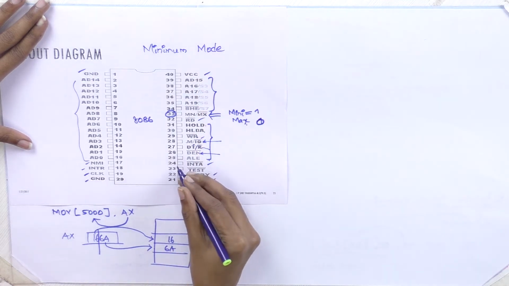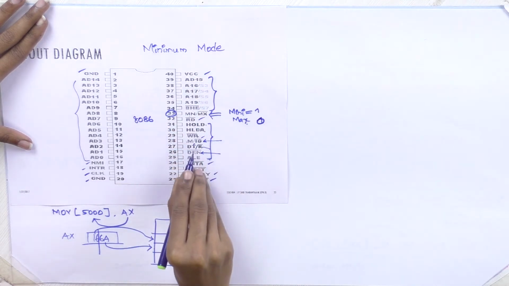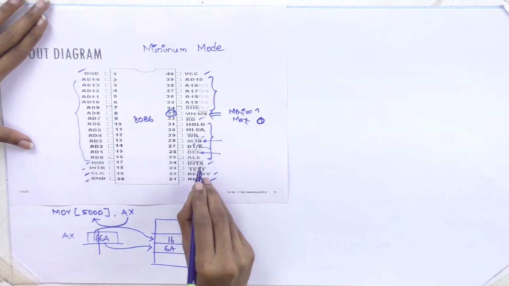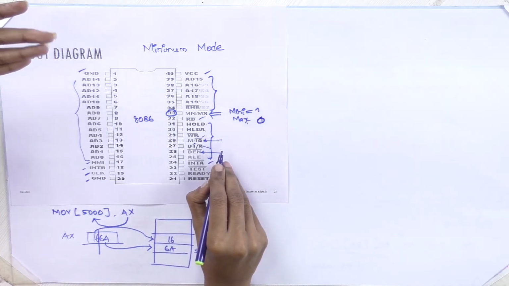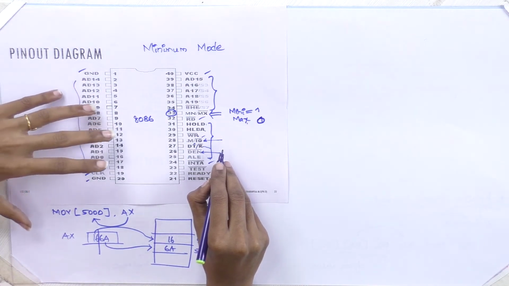So these are all the pins that we use in minimum mode, but in case of maximum mode, some of the pins will be replaced with other functions. So that we will see now.